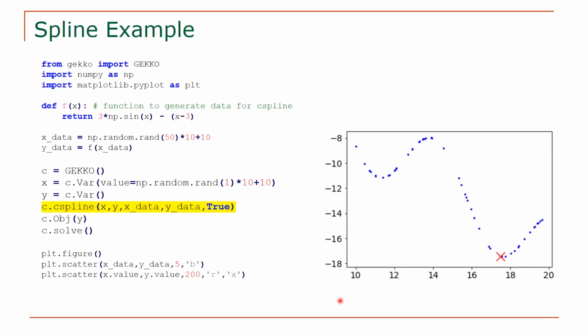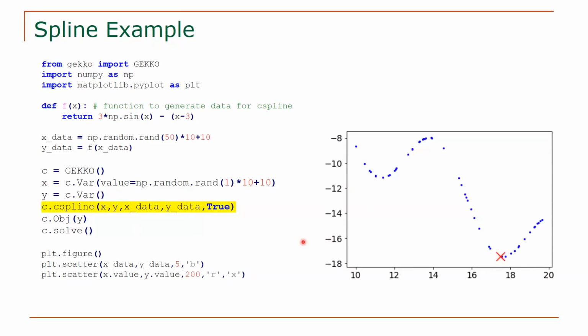For example, here's a spline. Here's the boilerplate. This is the function I'm generating data for. Just generating some random data here. And then I pass in the X data and the Y data, and I link that to these Gekko variables, X and Y. And then I'm trying to find a minimum in my Y. Solve that, and here are the data points, and that's the minimum I found.